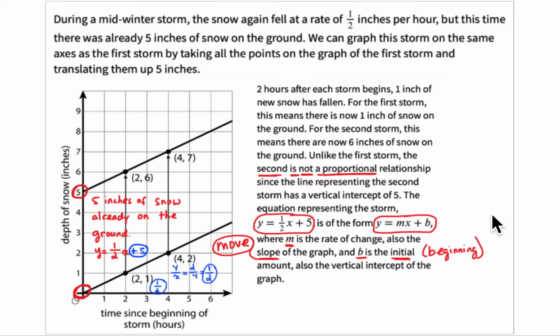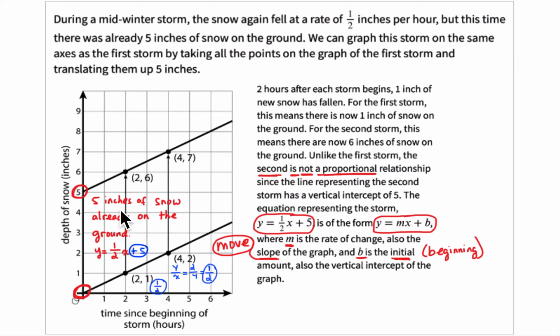Now, what if there is some snow on the ground already, and then you start graphing the snow after that point? So at 0 time, there's already 5 inches of snow on the ground, but it's falling at the same rate as the storm before. So this is one storm where there's no snow on the ground, and this is the second storm where 5 inches of snow have already fallen and accumulated on the ground, and now more snow is falling at the same rate, 1/2 of an inch every hour.